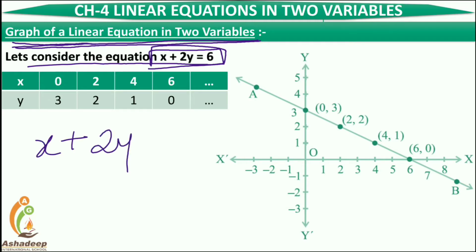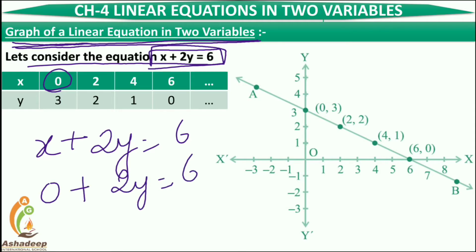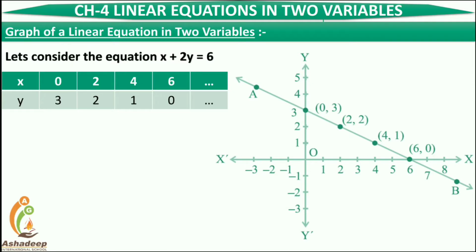That is x plus 2y is equal to 6. Here, if I put x is equal to 0, so 0 plus 2y is equal to 6, and therefore y is equal to 3, because this 2 from the numerator goes into the denominator, and 6 by 2 is equal to 3. So it is 0 and 3.